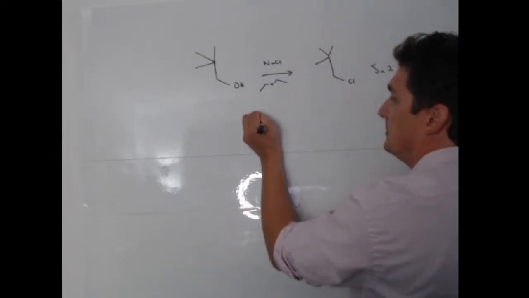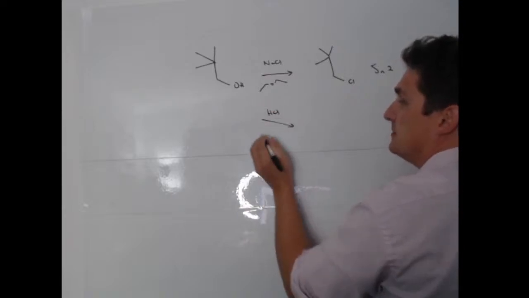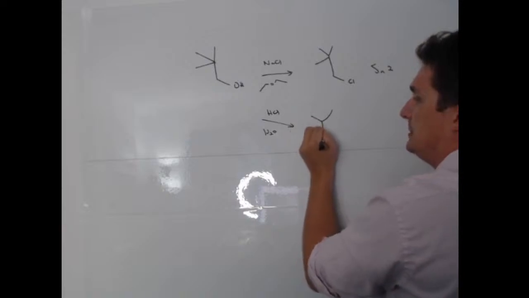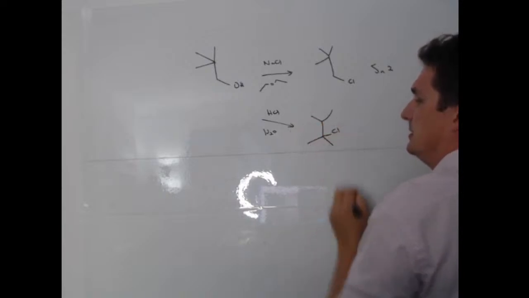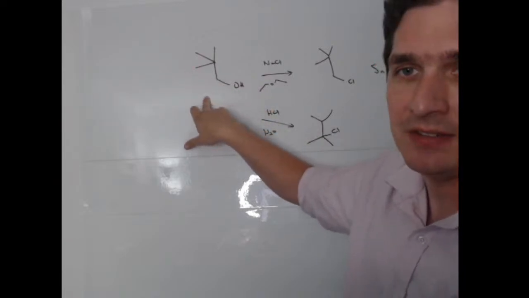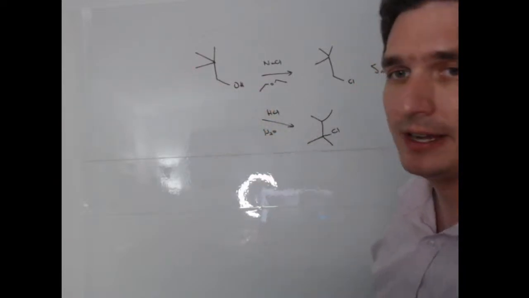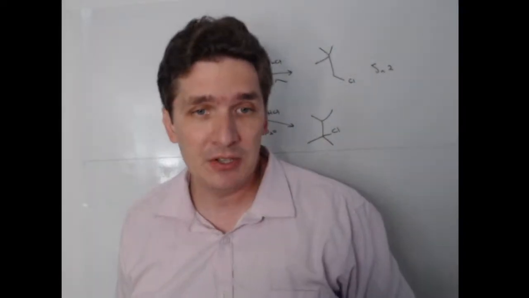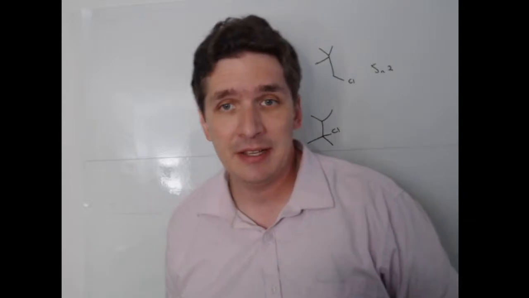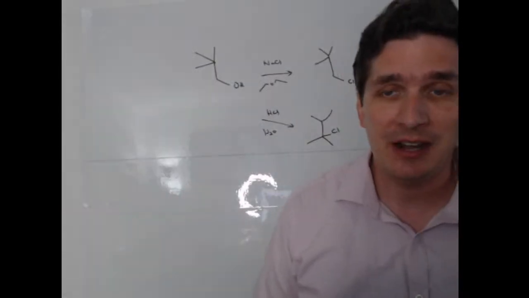Now, we can also do it with HCl and water. And in doing so, we'll end up getting this as our product. We'll form a carbocation, we'll get the methyl shift, and then we'll get a tertiary chloride. This will go super fast. You can probably do this in an hour and it will work just fine. But now you're not going through an SN2 pathway. So it's really a matter of what you want to do.